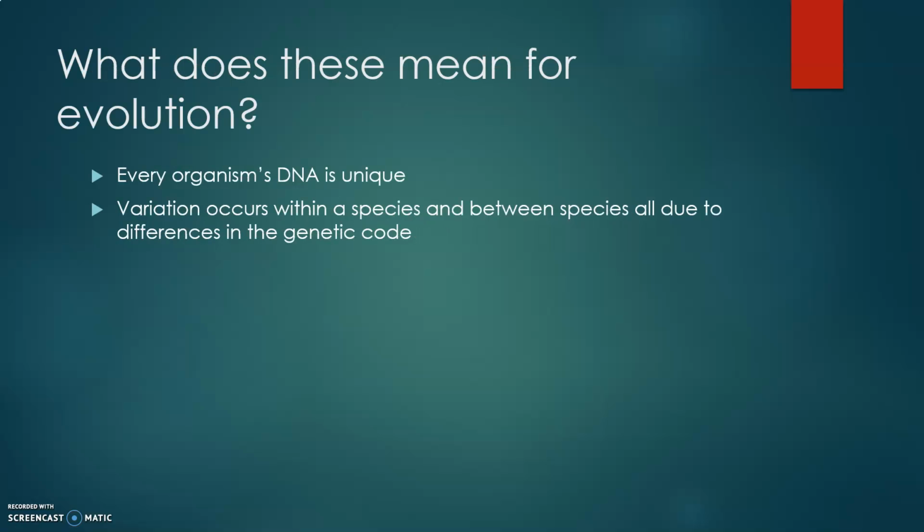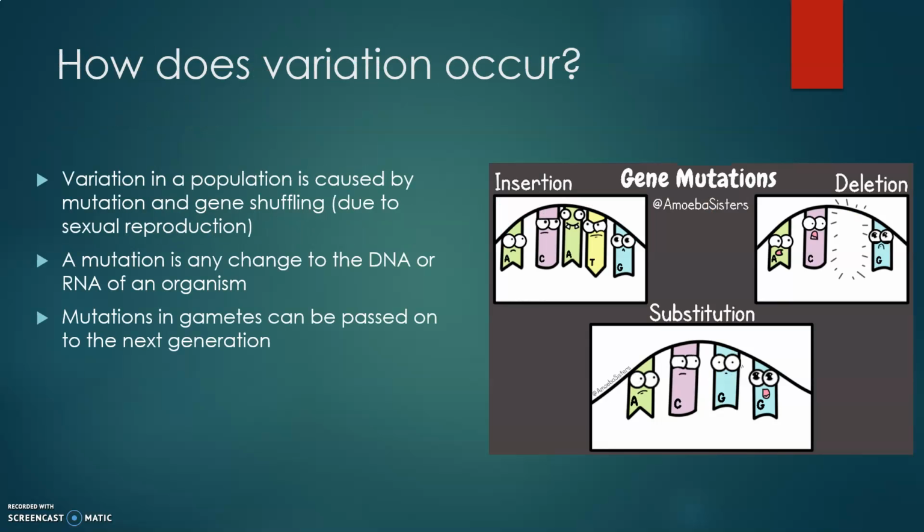Now, what does this mean for evolution? Well, every organism's DNA is unique, and variation occurs within a species and between species, all due to differences in that genetic code. And it is that variation which evolution acts upon. So just a little brief discussion of how that variation occurs here to end as well.